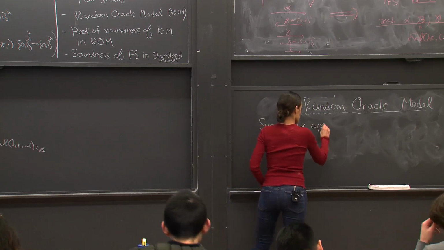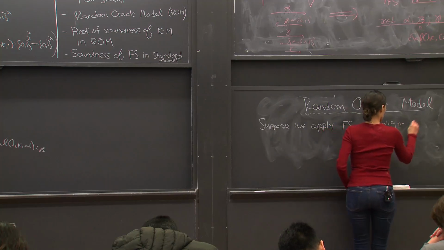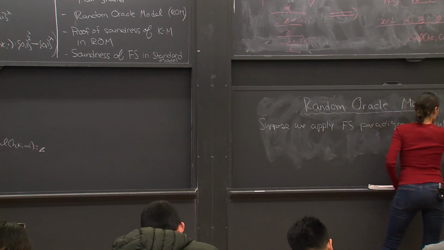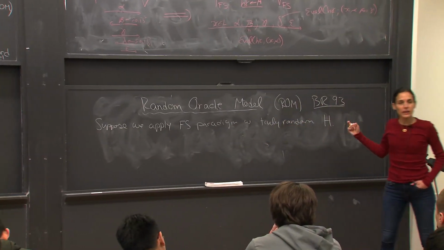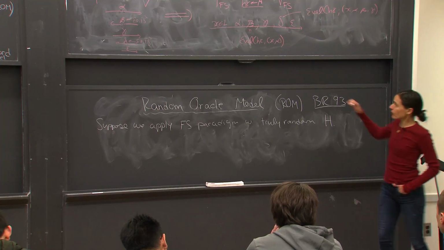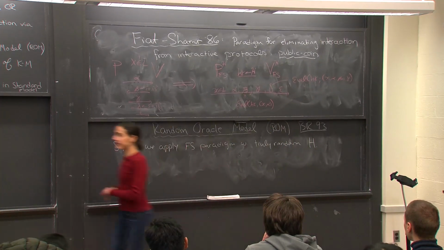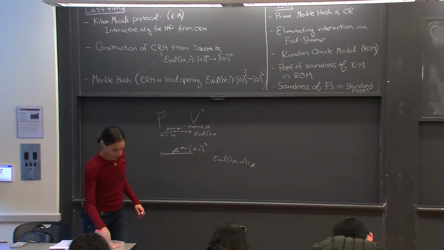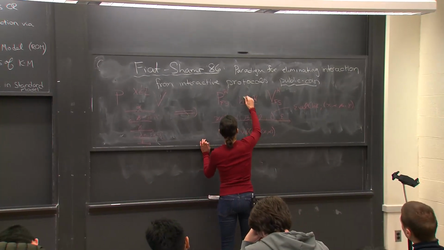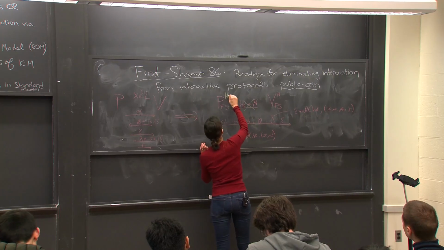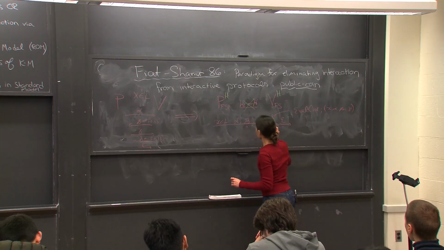we apply the Fiat-Shamir paradigm with a truly random function h. So this is completely random. What do I mean by completely random? Instead of choosing a function from a family, we don't choose a function, and we just say, suppose they both have access to a truly random function, and they can ask.